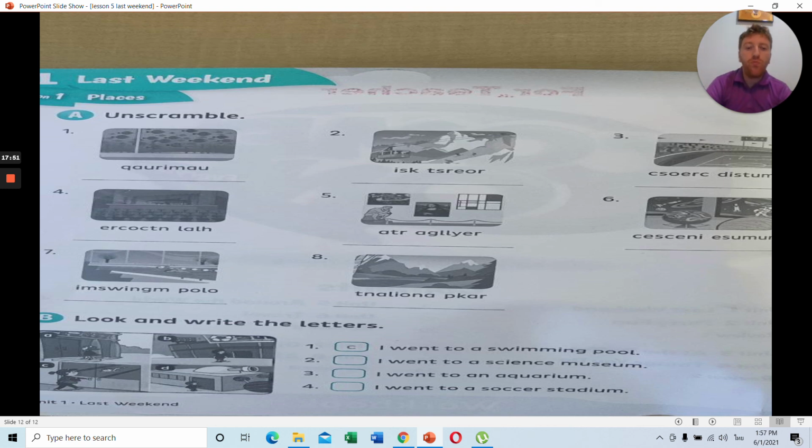And then on exercise B, what is A, B, C, D? So C, I went to a swimming pool. What is A? I went to a what? Is it a science museum, an aquarium, or a soccer stadium? What is A, B, C, D? So you write the correct letter for the correct sentence. I went to a swimming pool, I went to a science museum, I went to an aquarium, and I went to a soccer stadium. So that is lesson 1 of unit 1.